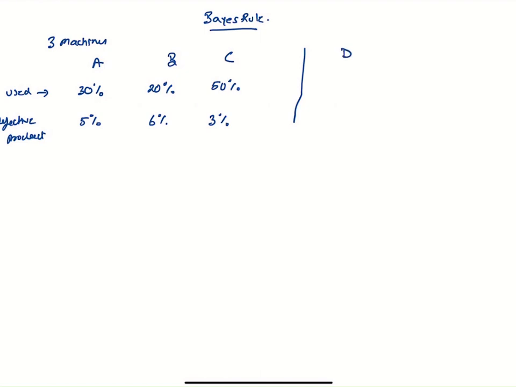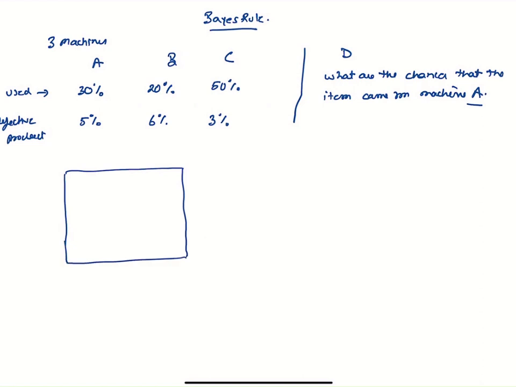Now I want to know what are the chances that it came from a particular machine, say A. What are the chances that the item came from machine A? So let's think of a sample space. We have a sample space which is basically divided in three, because you can either come from A, from B, or C. This makes up the entire sample space on a given day.